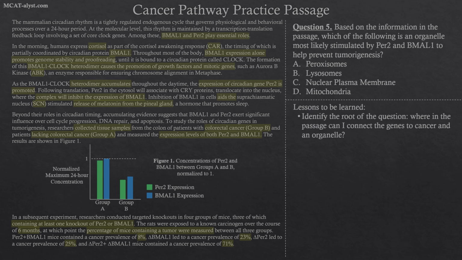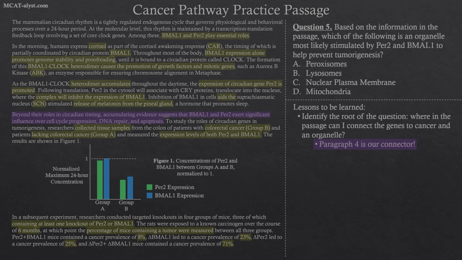So again, identify the root of the question. Where in the passage can I connect the genes to cancer and some sort of organelle? 4th paragraph probably, because that's where they start talking about tumorigenesis. Notice right here in purple, literally the first sentence, where they talk about cell cycle progression, DNA repair, and apoptosis, and how BMAL1 and PER2 are really important in those two things.